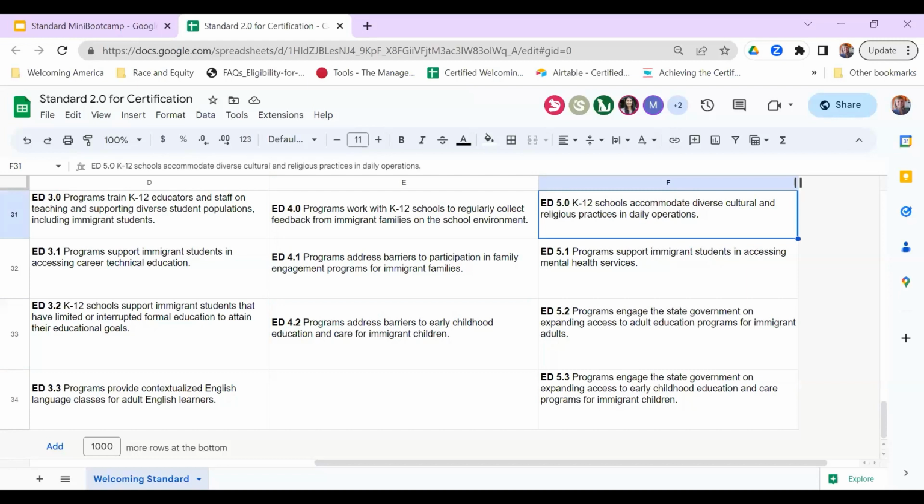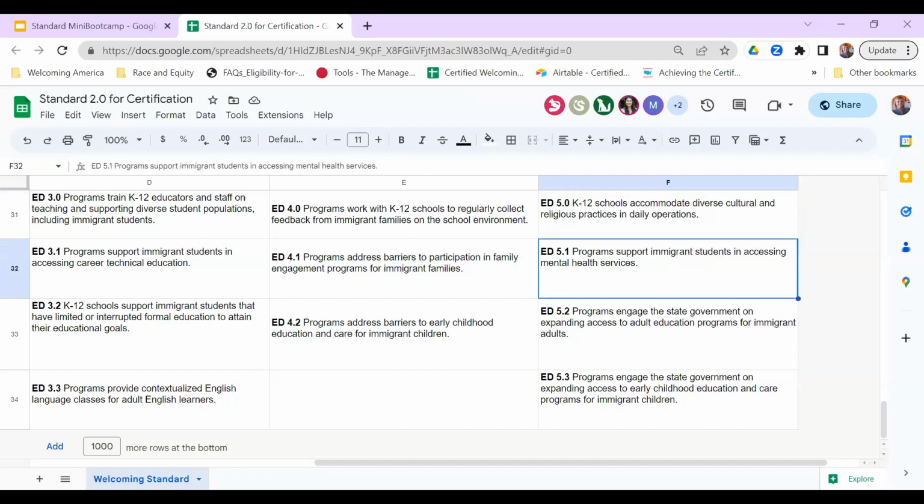Then moving on up to 5-star. So this one here, 5.0, K through 12 schools accommodate diverse cultural and religious practices in their daily operations. This is very similar to another criteria that we have in government and community leadership. It might be a dress code, it might be holidays off. And so as an example, New York City recognizes Eid for their school district.